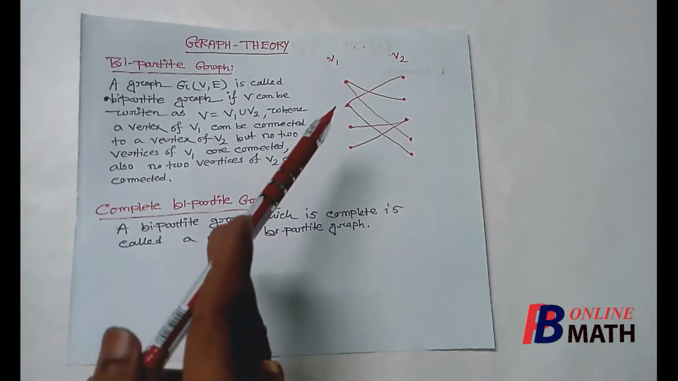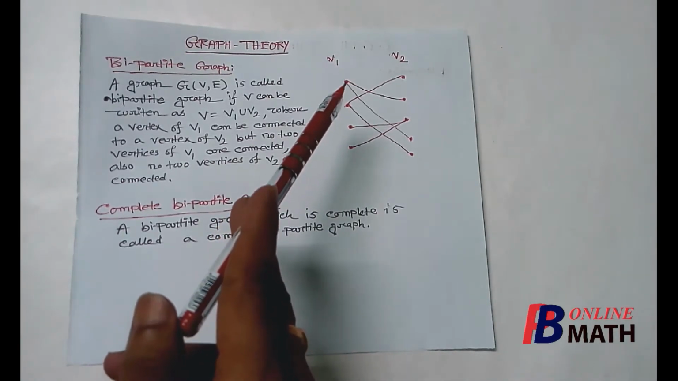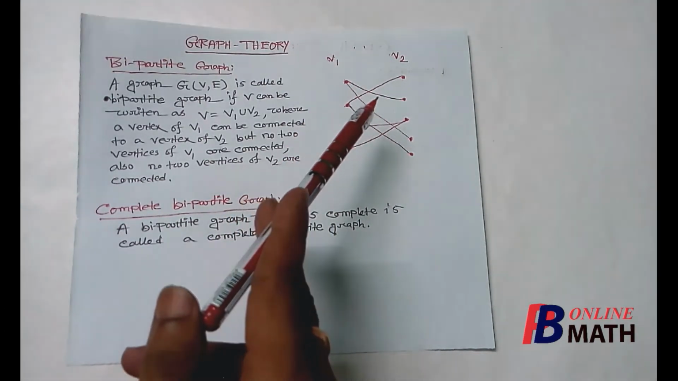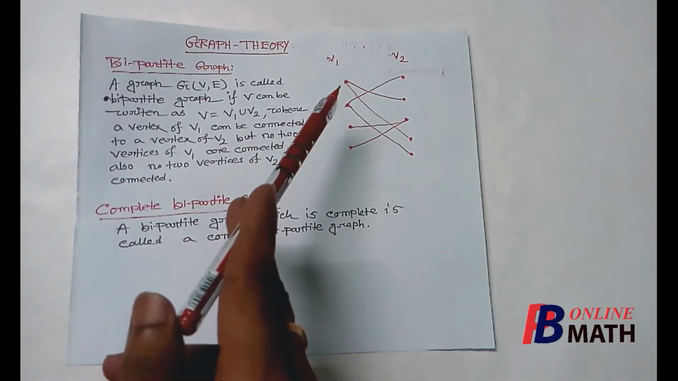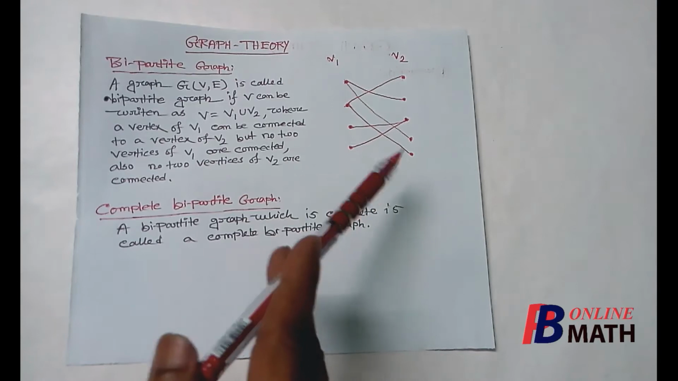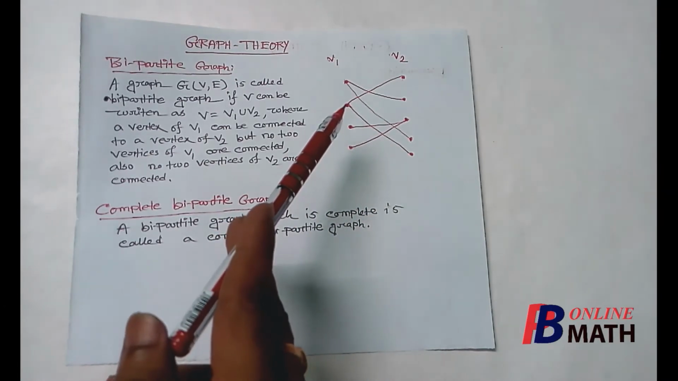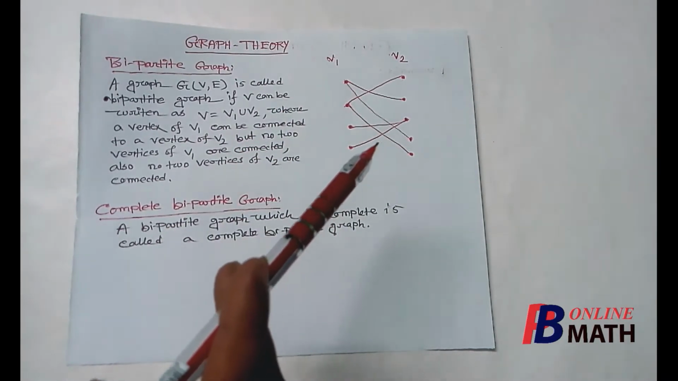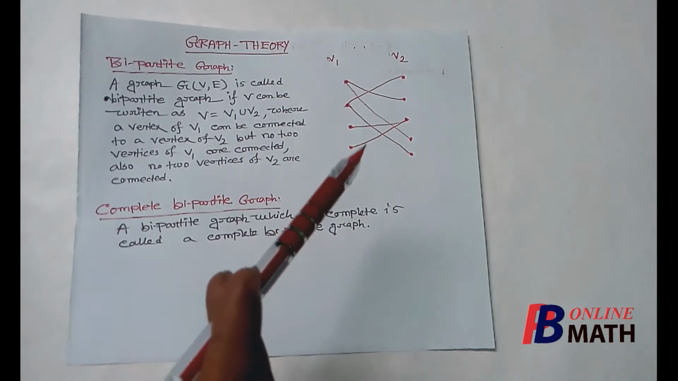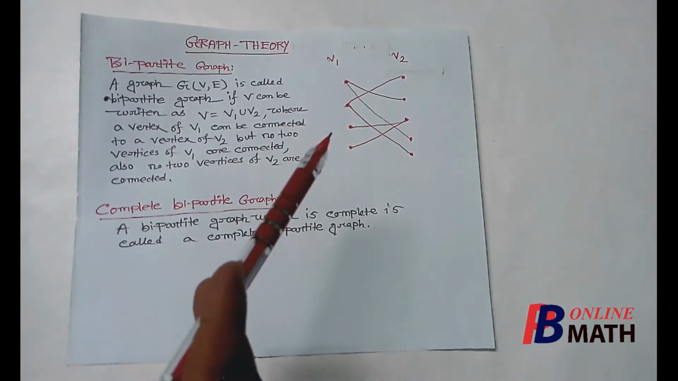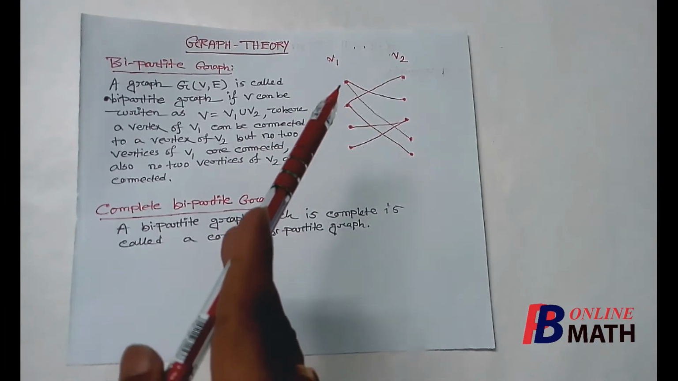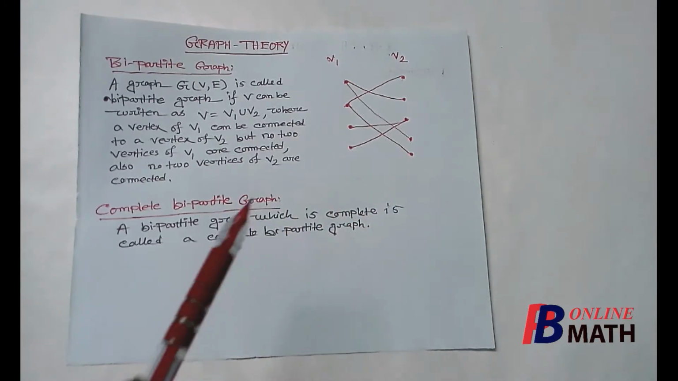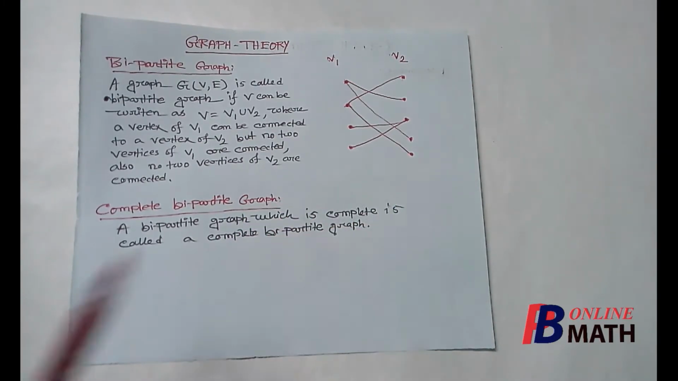Now from this graph we find that this vertex is not connected to this vertex. Again, this vertex is not connected to this vertex. This vertex is not connected to this vertex. Similarly, consider the second vertex of V1. This vertex is not connected to this vertex, etc. So this is a bipartite graph, but this is not complete. Now if we connect all the vertices of V1 to all the vertices of V2, then this bipartite graph will be called a complete bipartite graph.